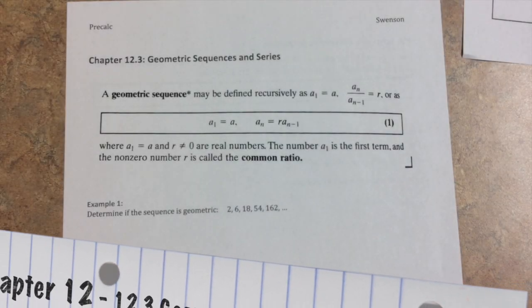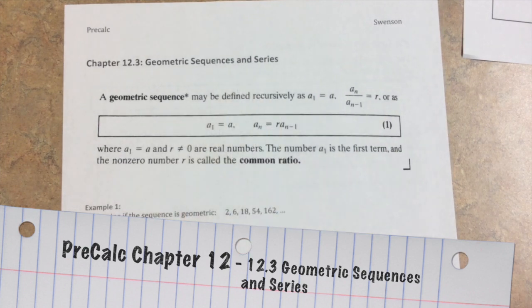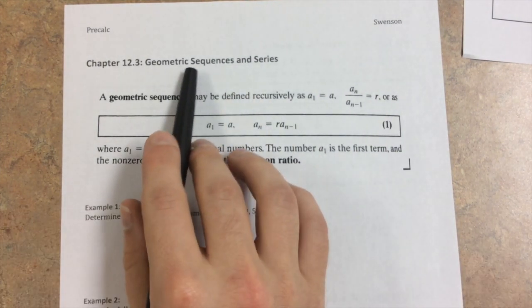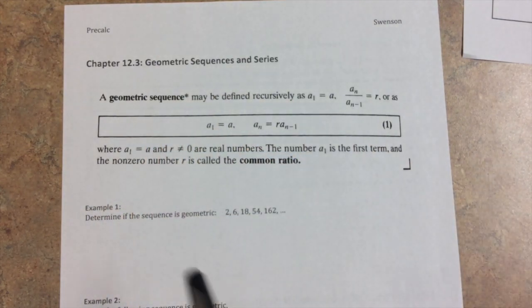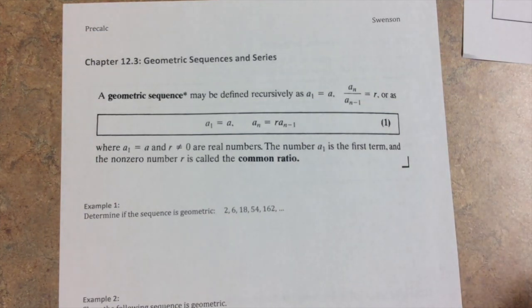So just like the last section, section 12.2 with arithmetic sequences, we also have another type that we want to explore in this section called geometric sequences and series. So we're going to talk about the sequence, how we find a geometric sequence, finding the nth term, and then we're going to talk about geometric series, so summing all of these up.